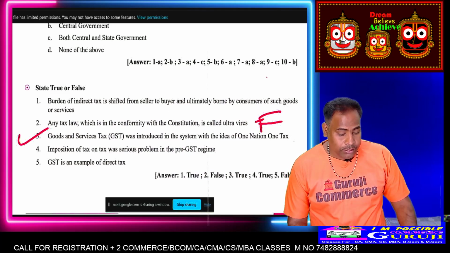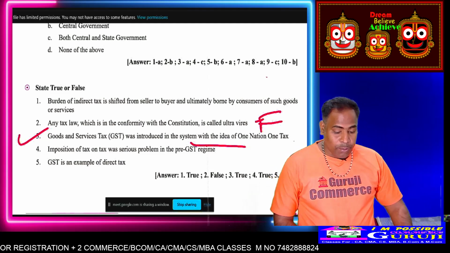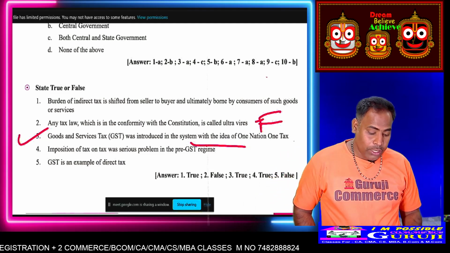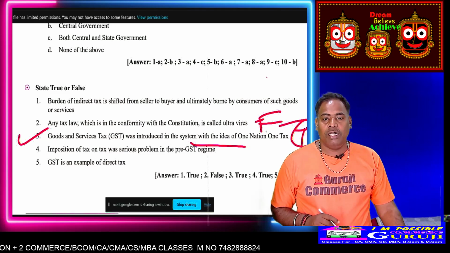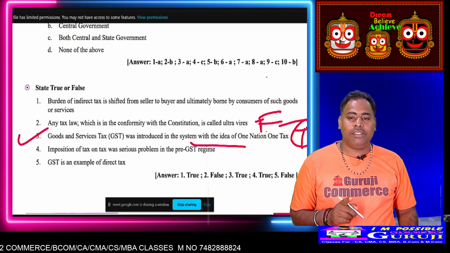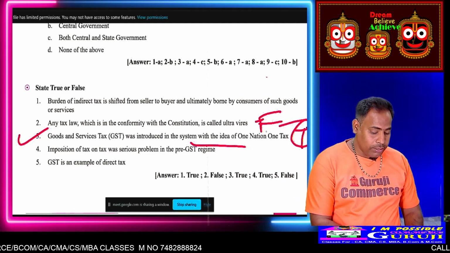Goods and services tax, GST, was introduced in the system with the idea of one nation one tax. True or false? True. In the whole country a single tax will be applicable, meaning there will be a single rate of tax on product or goods or services. That will be one nation one tax.